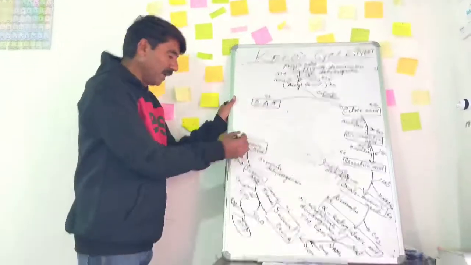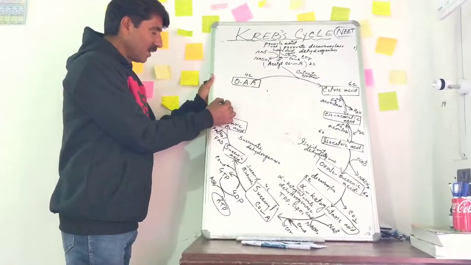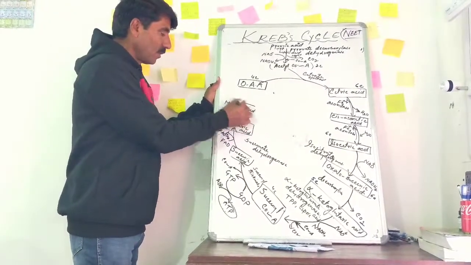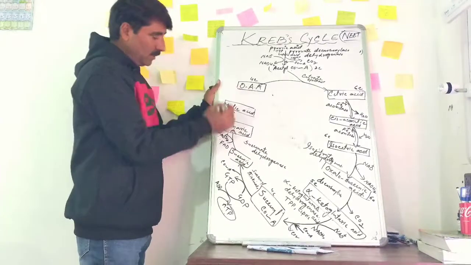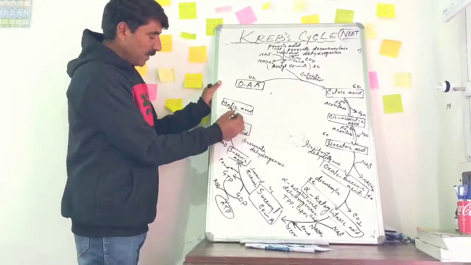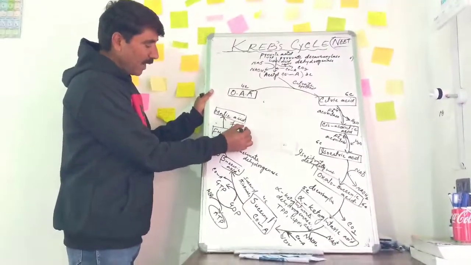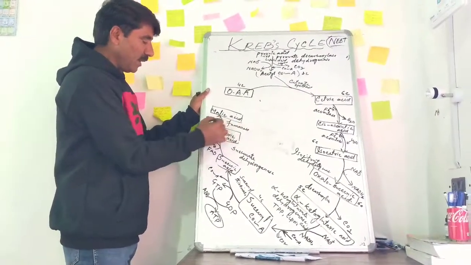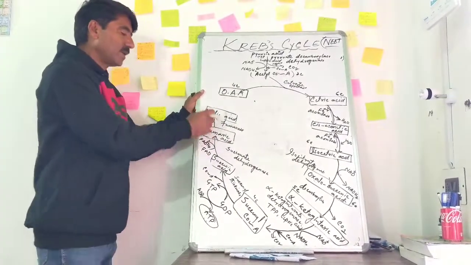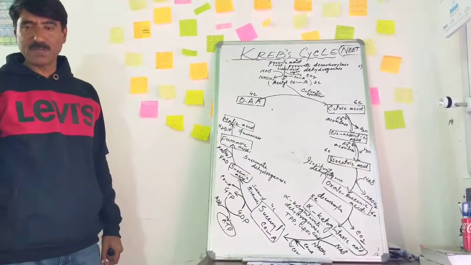Now this fumaric acid gets converted into malic acid, or we can say malate. This reaction takes place in presence of the enzyme fumarase, and this enzyme fumarase uses one molecule of water, adds it to fumaric acid, which gets converted into malic acid or malate.